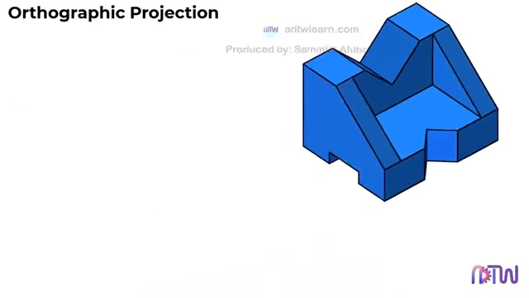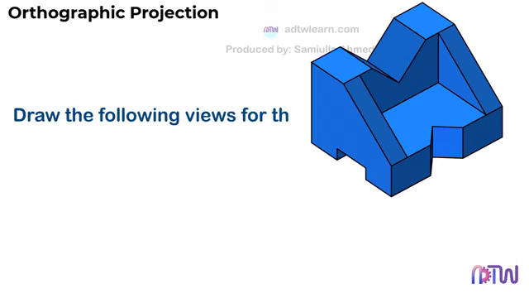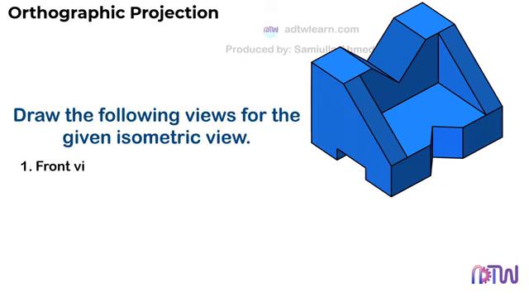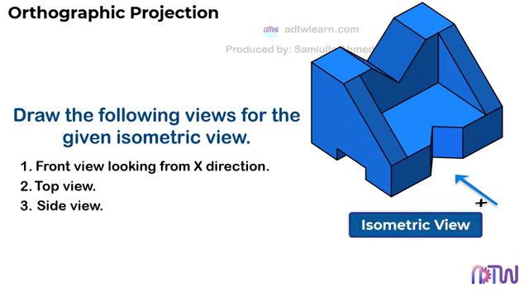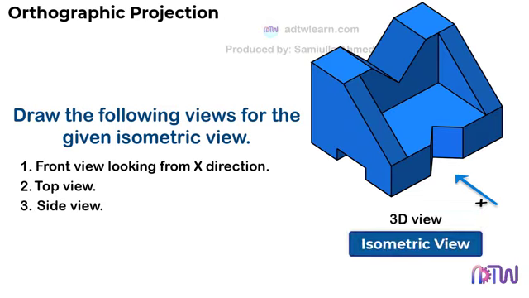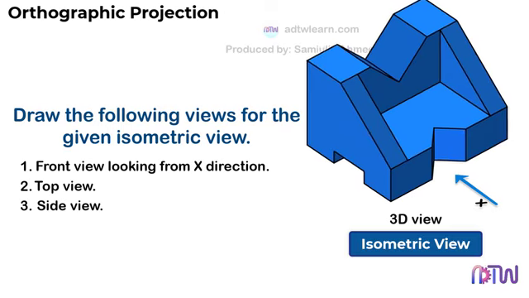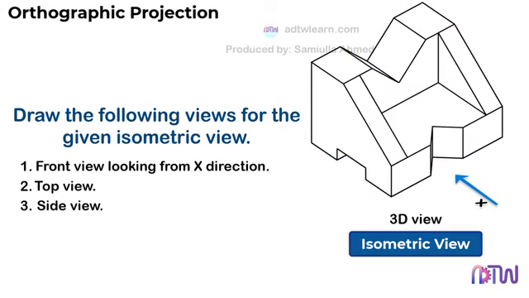Instructions are as follows. Draw the following views for the given isometric view. Front view looking from X direction, top view, and side view. This given view of the object is called the isometric view. Here we can see the object drawn in a three-dimensional view. By looking at this view, we have to draw a two-dimensional view of the object. Before drawing, we need to draw the reference lines.